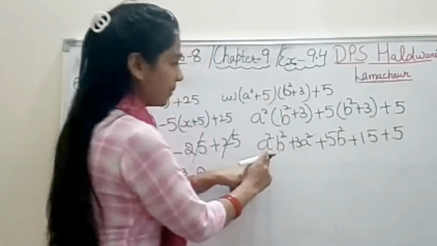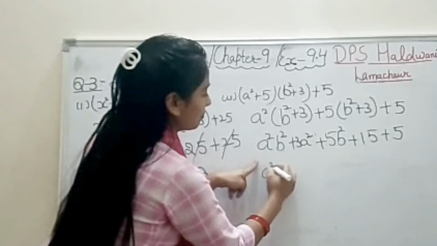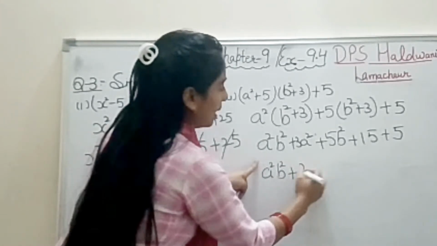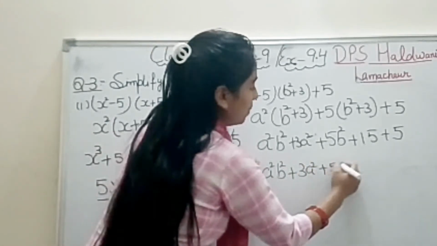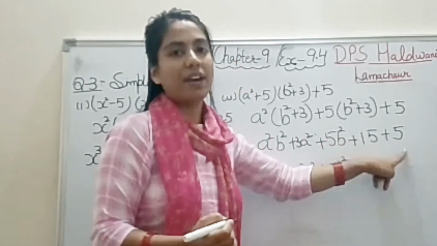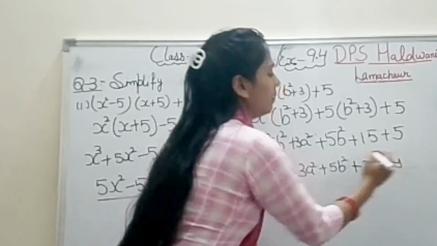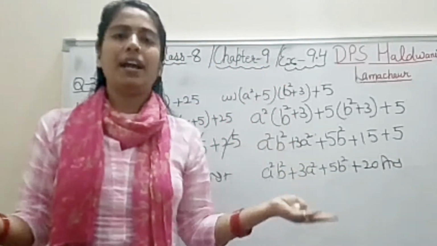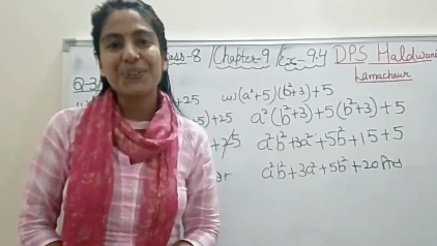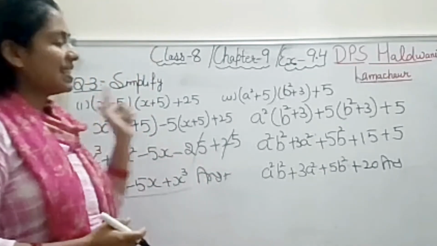Now solve it. a square b square plus 3a square, only one term, plus 5b square, only one term. Now constant you have 15 plus 5, that is 20. It means whatever things you have, you just simplify it, solve it. Right student? So this is question number 3, first and second part.